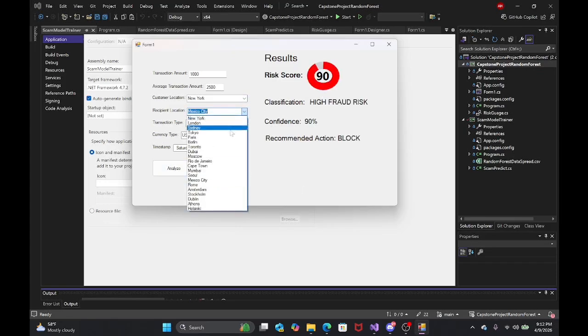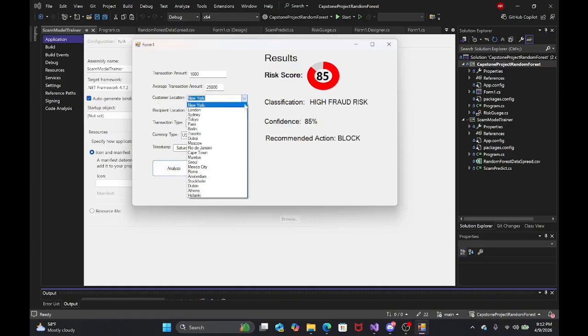Let's see if it can give us a normal number. Let's see how it does with New York to New York through a purchase of USD. It says it's a fraud. That is probably not right, but that's okay. Let's say my average transaction is 25,000. Still says it. I was testing this earlier.